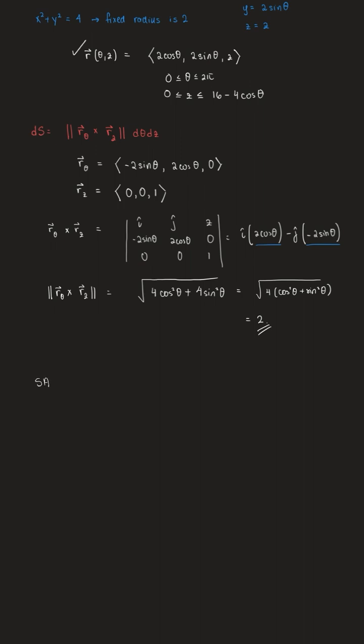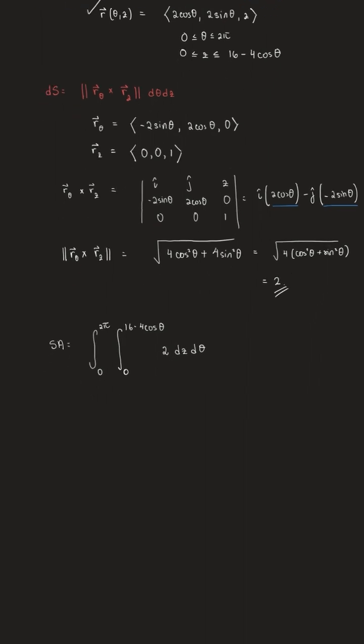So surface area will be, I like to use theta on the outside. It doesn't really, well, it does matter here actually, because z is between 0 and a function of theta. So we need theta on the outside from 0 to 2 pi. Z will be from 0 to the top plane. And we're just integrating 2. I'm going to need the dz d theta.